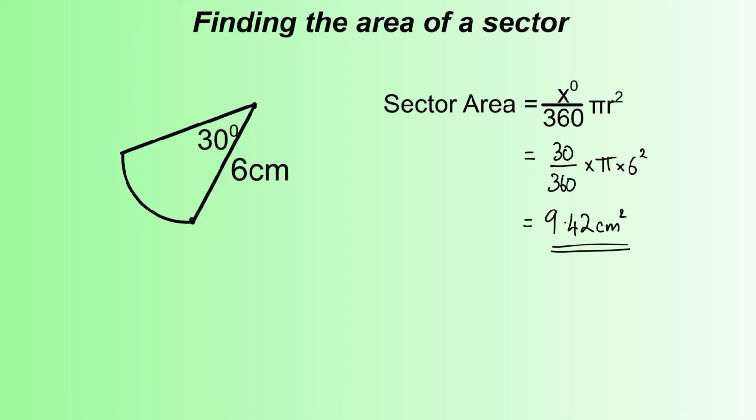And there's no other working required there. We're just asking for the area, so the space inside this 2-dimensional shape. So the area of the sector is 9.42 square centimeters. Okay, so that's your working forward.